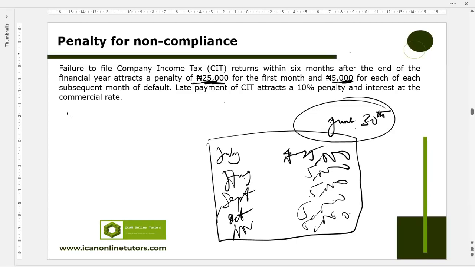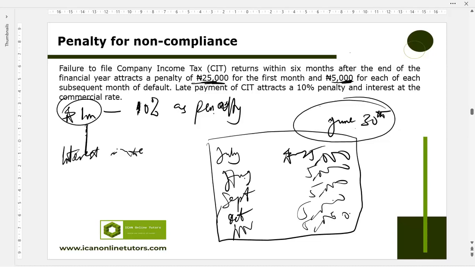So let's say that the income tax you should have paid within that stipulated time is, let's say, 1 million naira. That's the income tax you should have paid before the due date. Okay, so we then pay 10% of this money as penalty. So this is another penalty: the penalty for holding government's money. We pay 10% of the income tax payable plus interest.